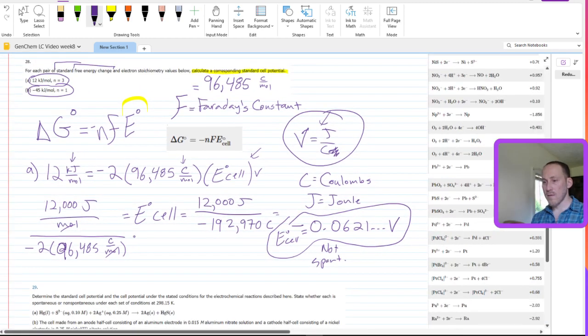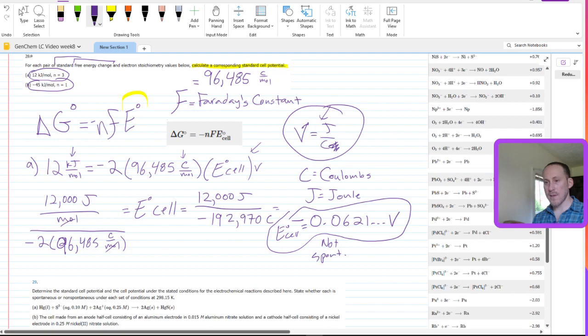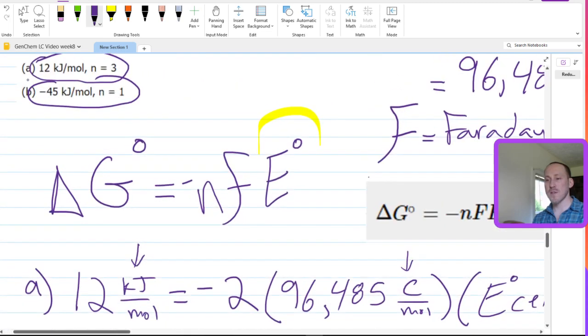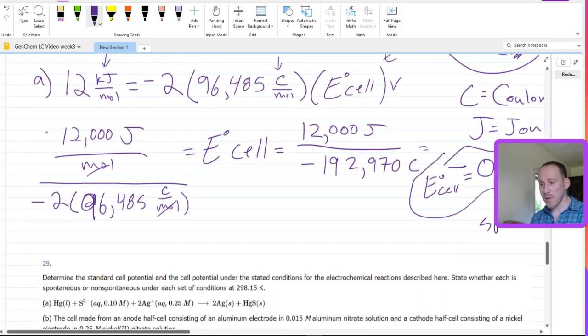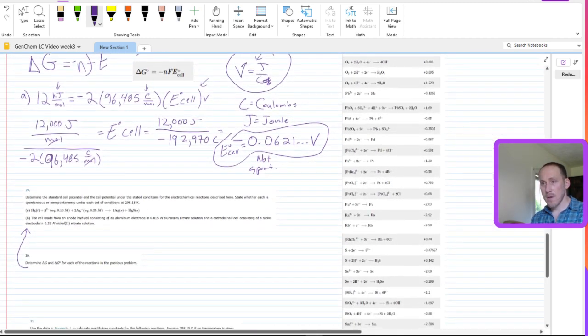Okay, so for our next one, I think we are going to be spontaneous because it makes sense. A positive delta G, as was the case in A right here, means that you have to put in 12 kilojoules per mole to make this happen. Whereas for B here, we're probably going to have spontaneous because you can actually get 45 kilojoules per mole of energy when this happens. So let's check that out.